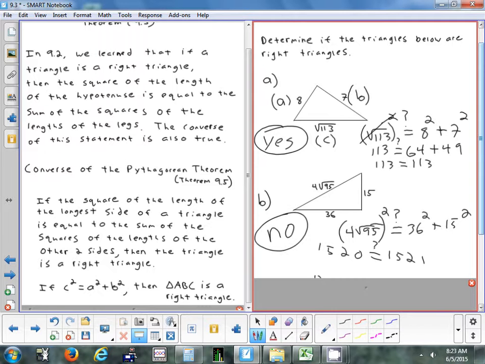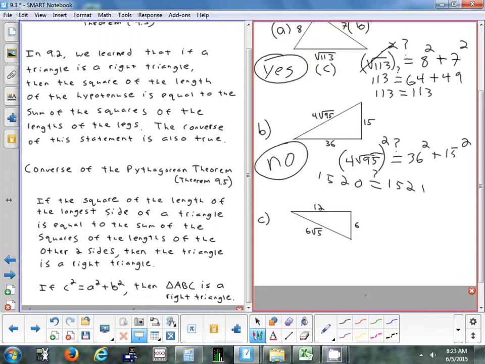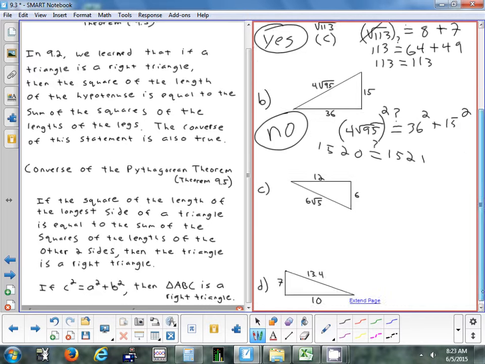Okay. But for now, let's just say that no, it's not a right triangle. We don't know if the angle is a little bigger or a little smaller than 90. But it's one of the two. Okay, and let's try our last one. Well, 2 more.